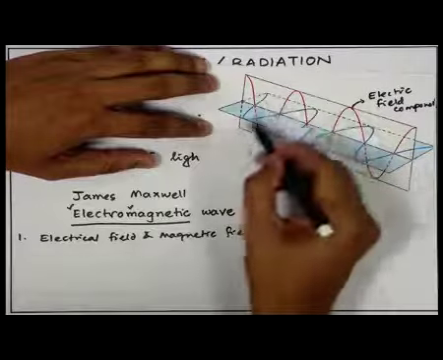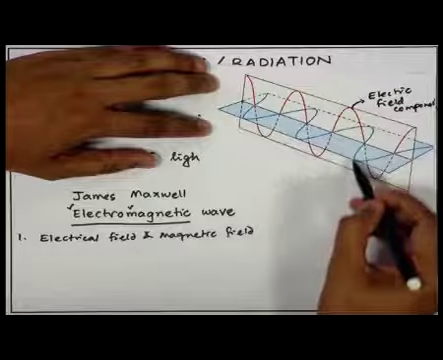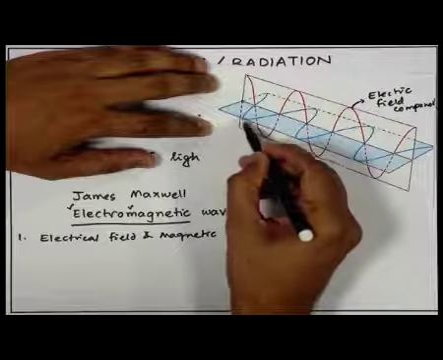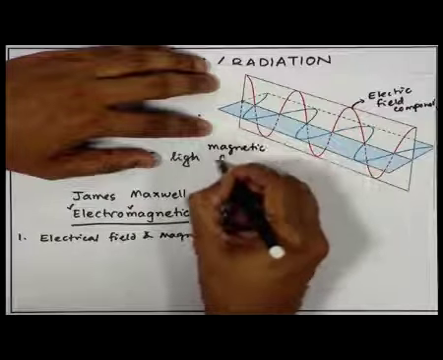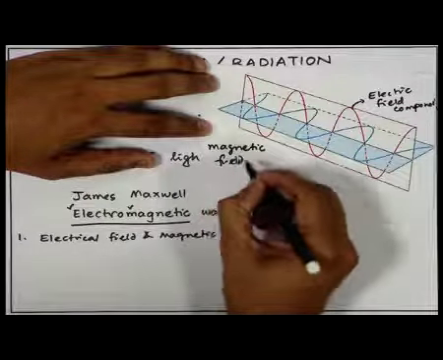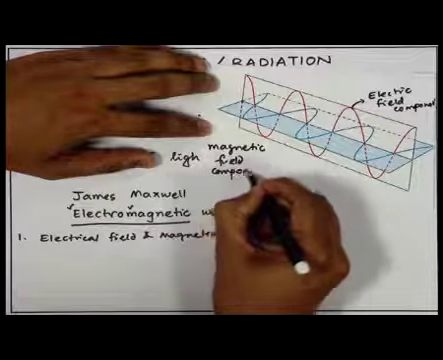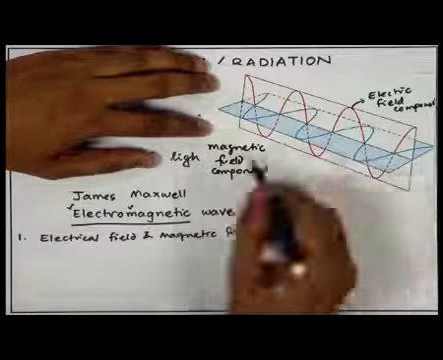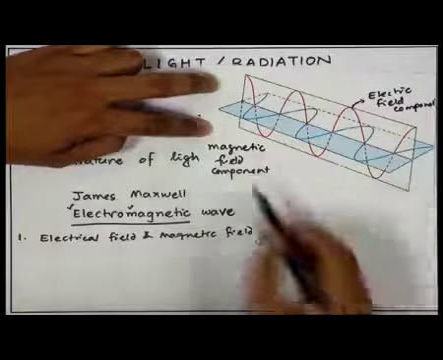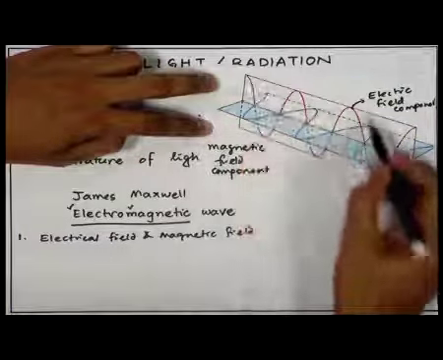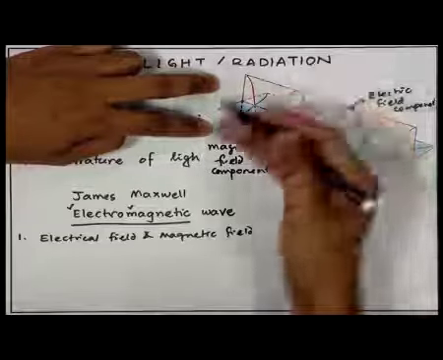And it also has a magnetic field component, which is given as the blue line. So, when light is propagated, it produces an electric field and a magnetic field, but what is interesting is that the electric field and the magnetic field that it produces are orthogonal to each other.